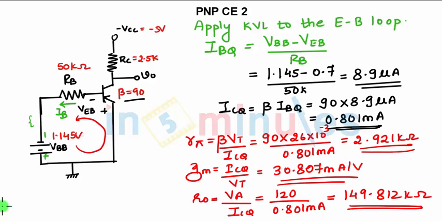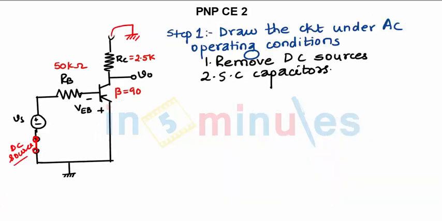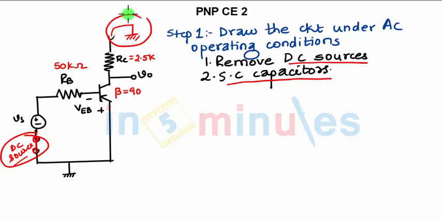Next point is to find the voltage gain. For that we need to draw the circuit under AC operating conditions. So this is the circuit under AC operating conditions. What we do? We remove the DC sources, we short circuit the capacitors. So this DC source, the other DC source is grounded, that is we are removing the DC sources.